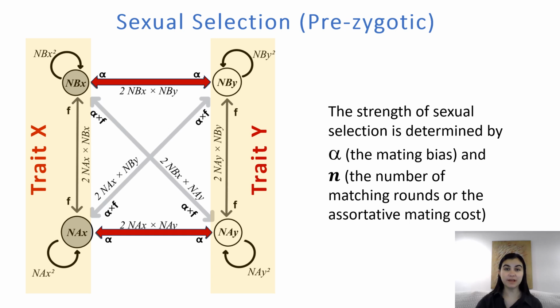Now, in the sexual selection phase, we see that these two groups have the same mating bias allele X here, and these have the same mating bias allele Y. Having the same mating bias allele means they are 100% compatible. Therefore, the interaction between these two groups is determined by variable alpha, the mating bias value, and n, the number of matching rounds. Thus, the strength of sexual selection, or the matching success of the individuals, is determined by these two variables.